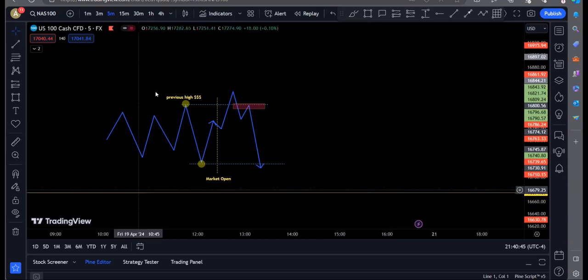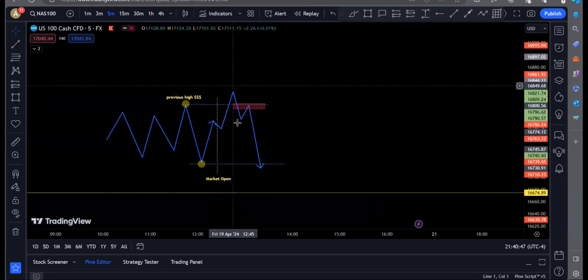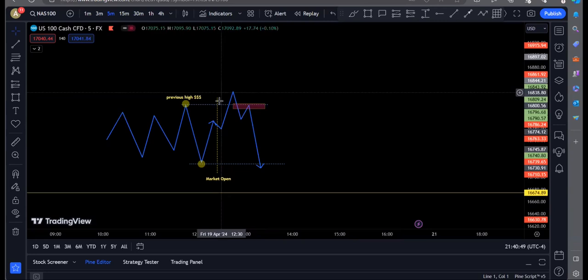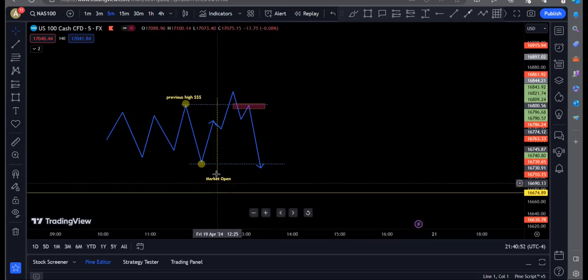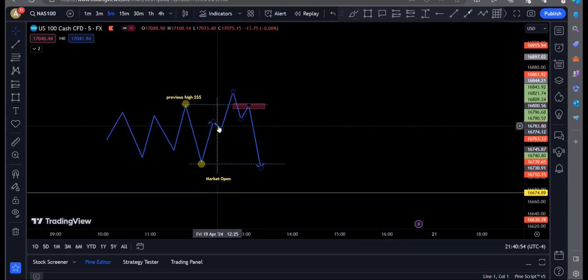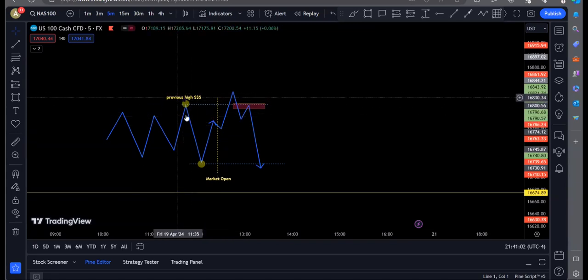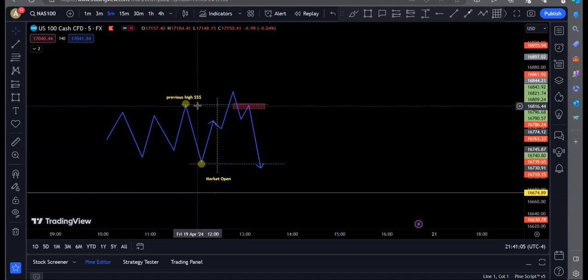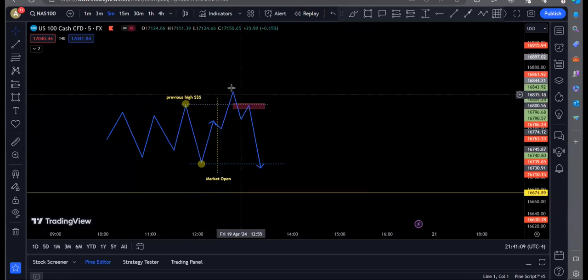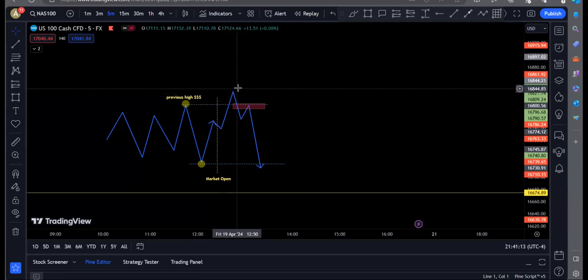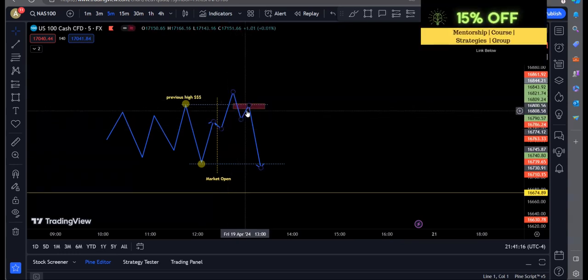This is an example of a selling opportunity. This yellow line, as you can see, is the market open. Remember, the liquidity areas are going to be above the previous highs. If you look to the left, this is the previous high right before the market opens. You just got to wait for the market to make a fake out or a manipulation, and then break structure to the downside.